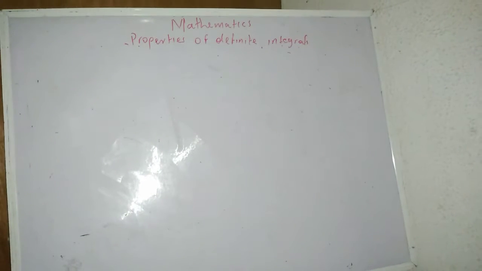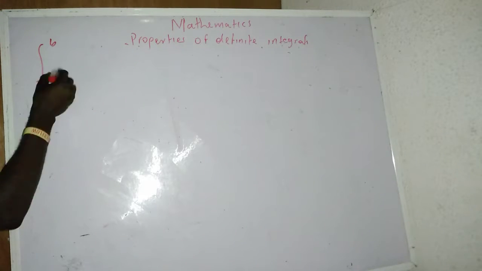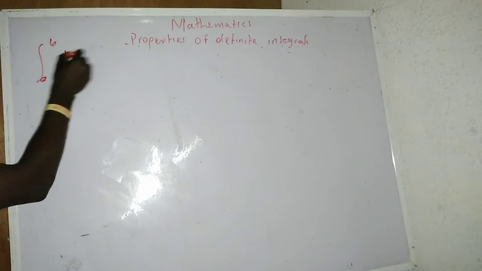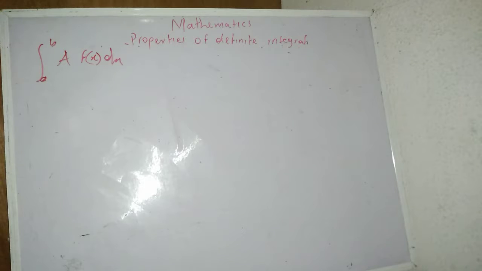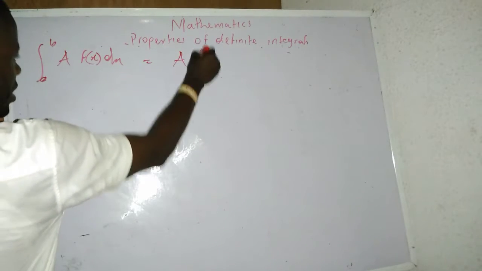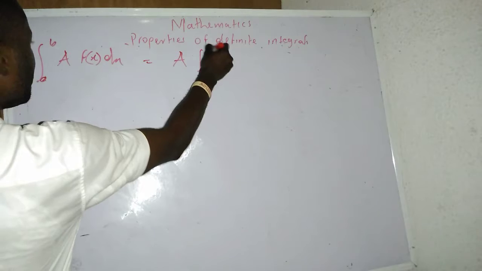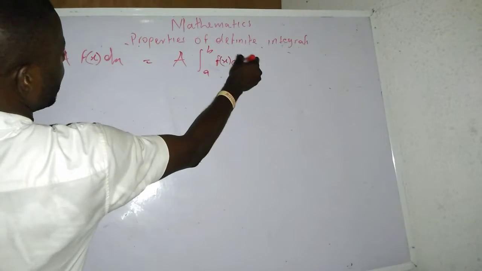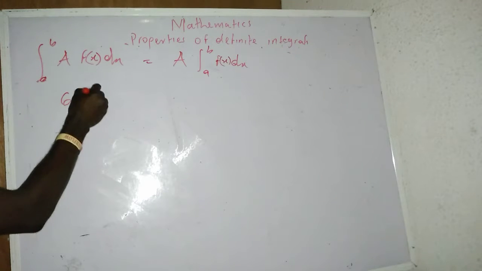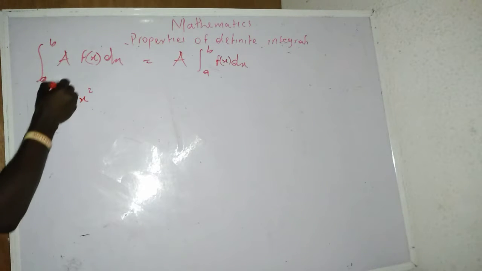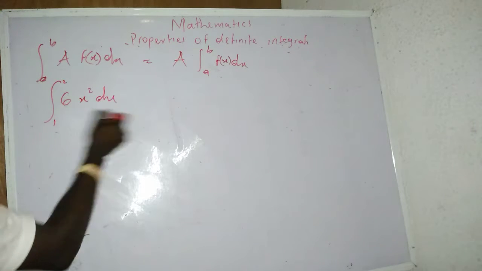Property number 2. If I have integral of a to b of a f of x dx. Now, since my a is constant, my a is a constant number. It can be any number, can be 5, it can be 6. The same thing as what? a integral of what? b and what? f of x dx. Now, for instance, if I have integral of 6x squared from 1 to 2, it's the same thing as what?